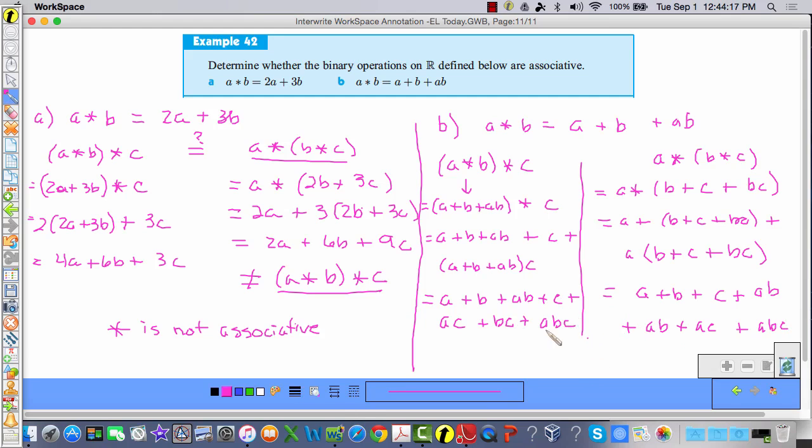So we can then say that star is indeed associative.